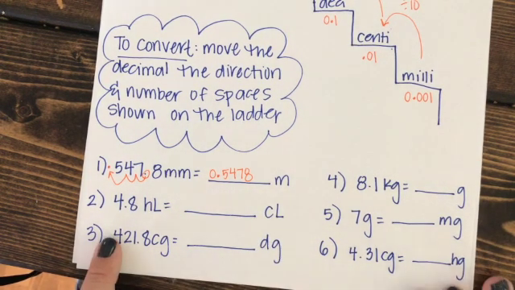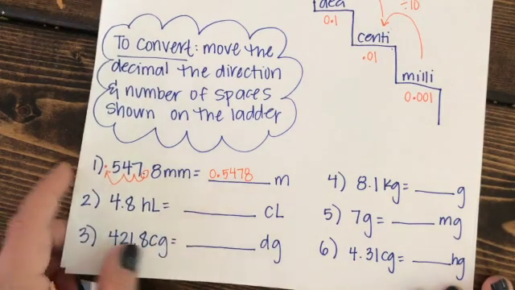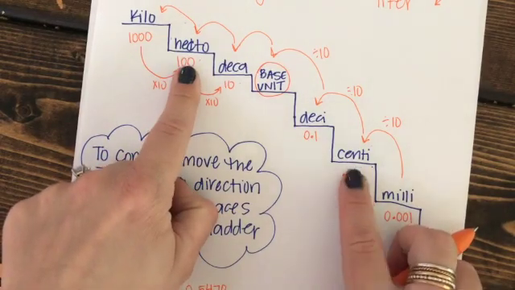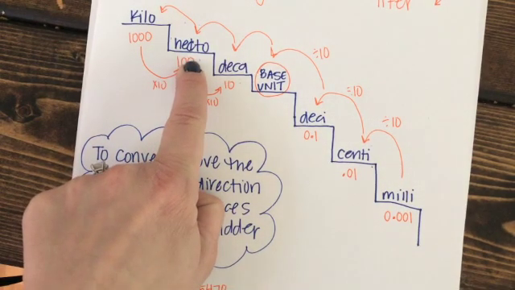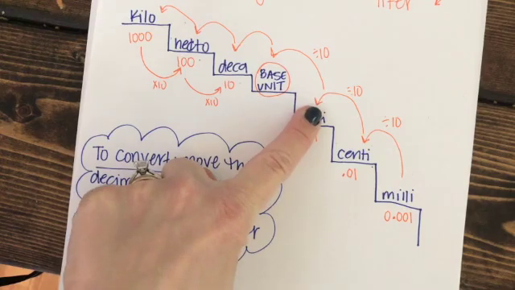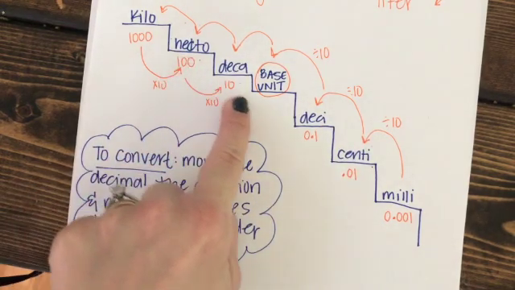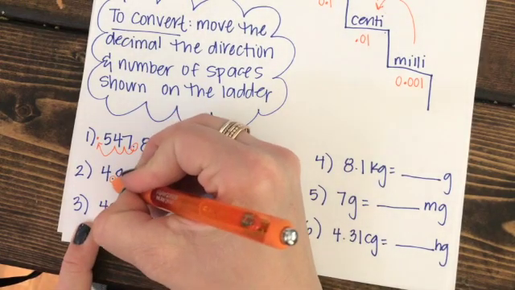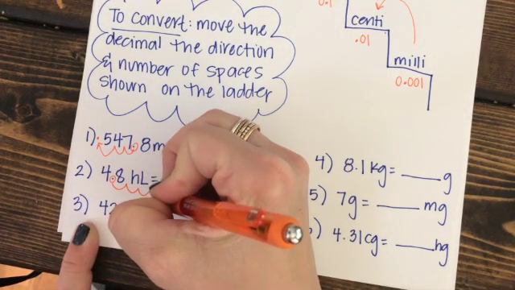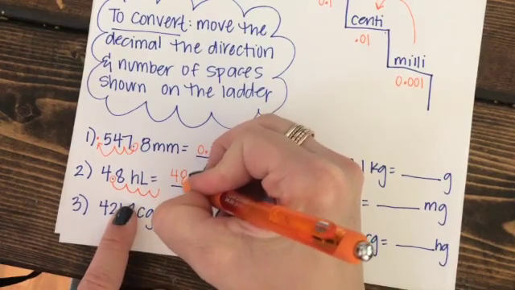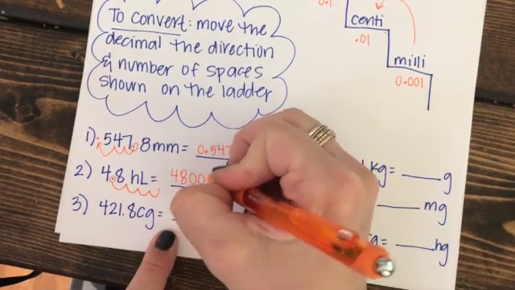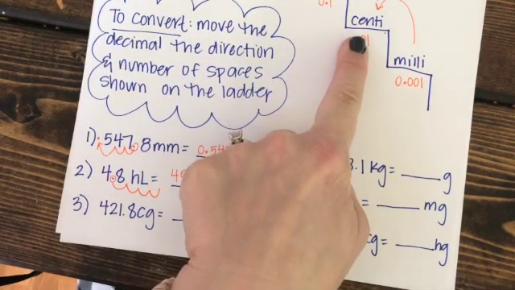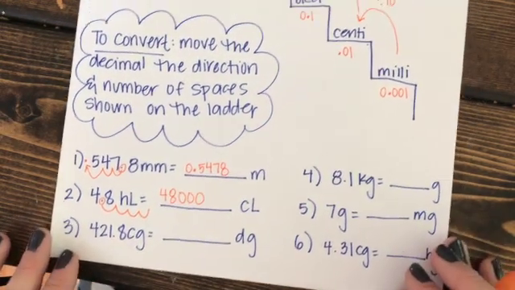Okay, let's look at number 2. What if I have 4.8 hectoliters and I'm going to centiliters? I'm going from hecto to centi. So I'm going down 1, 2, 3, 4, so 4 to the right. I'm going to take this decimal point and go 1, 2, 3, 4. So 4, 8, and then 1, 2, 3 zeros. So 4.8 hectoliters is the same as 48,000 centiliters.